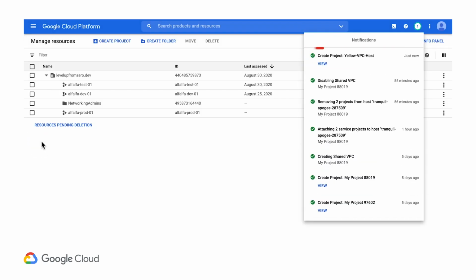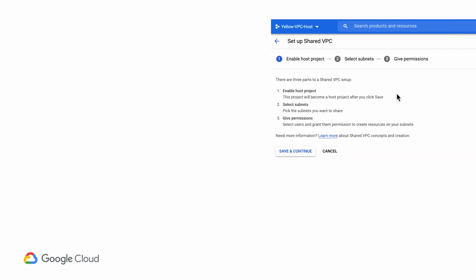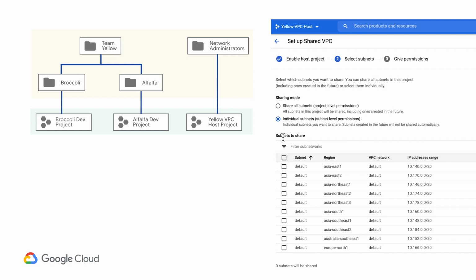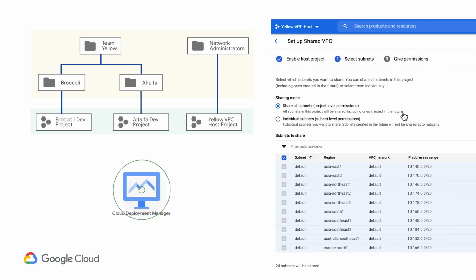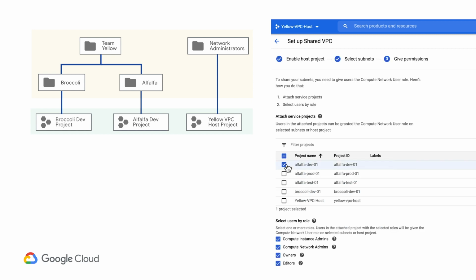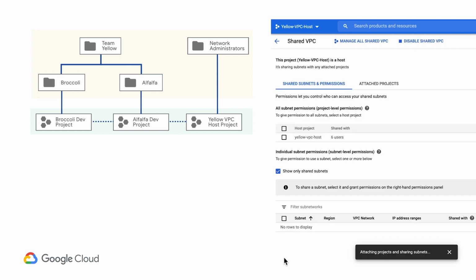With the project created, we can now go to Shared VPC in the Cloud Console and start the wizard. With the yellow VPC host project selected, click Save and continue to make it into a host project. Here we'll share all subnets. Project-level sharing can be a simple way to handle VPC sharing when using infrastructure automation, like Deployment Manager or Terraform. Just make sure to have a process in place that maintains your deployment integrity, so that you don't end up with resources unexpectedly having connectivity. Finally, we attach the Alfalfa and Broccoli dev projects to the shared VPC and confirm everything completed successfully.